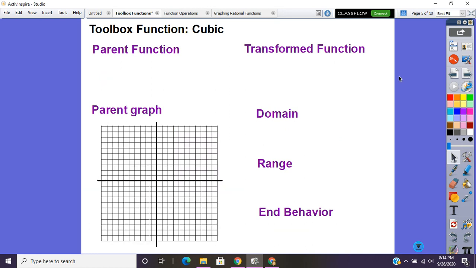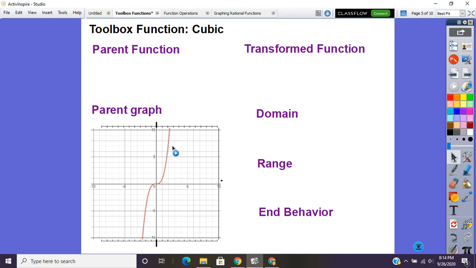Our next one is cubic. I like to think of this as the bumpy slide, you know, from grade school, the one that always hurts your tush. And then our parent function is just y equals x cubed. Our transformed function should be familiar. The things that are changing, we're just adding this a, h, and k.